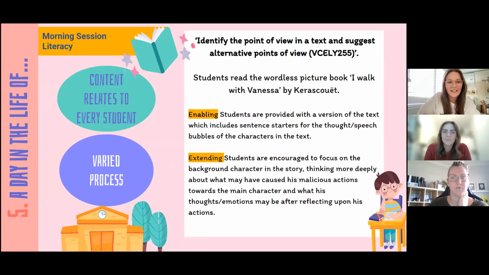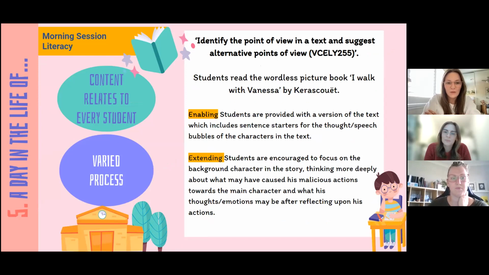And so for the next session of the morning, it's a literacy lesson. During this lesson, students will read the wordless picture book, I Walk with Vanessa. This is a picture book that all students are able to relate to, as it discusses the experiences and emotions felt on the first day of a new school.